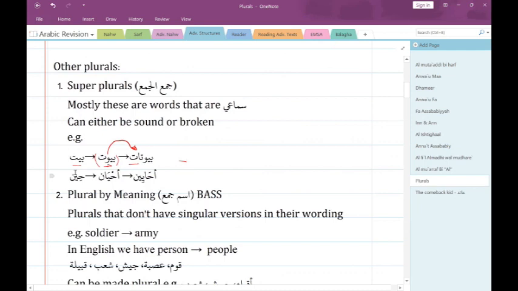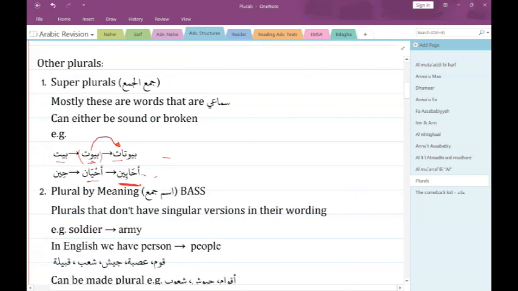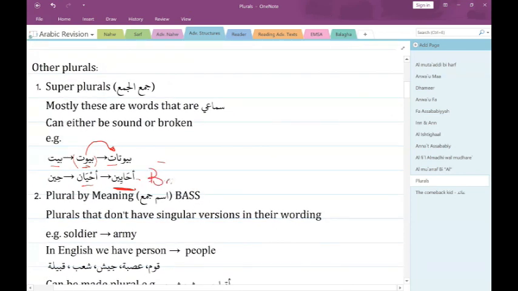Or for example, you have hin. Hin means basically where or at the time. Ahyan means times, sometimes, or times. And then you have the broken plural for that. They took this word ahyan, broke it again, and made it into a super plural, which is ahayin. So you can see sometimes it can be broken, like in this case. So this is broken, and this is sound.